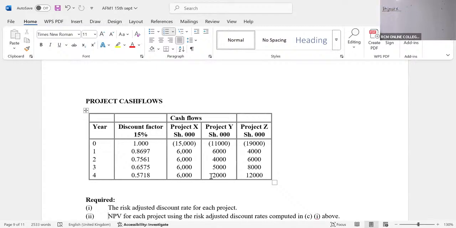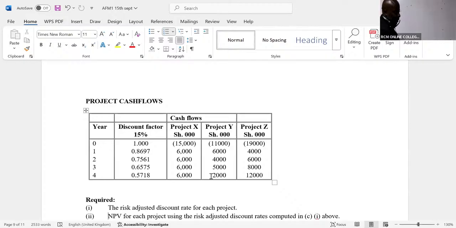Project X, I can see time: 0, 1, 2, 3, 4. And then I can see my cash flows, the cash flows of X alone. I would rather we cut those zeros, so let our figures be in millions. I can see minus 15, then I can see 6, 6, 6, 6.